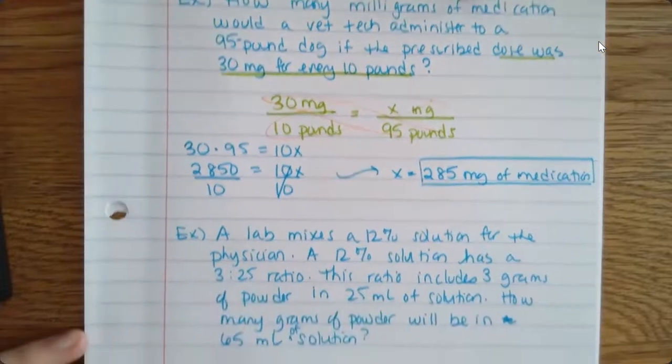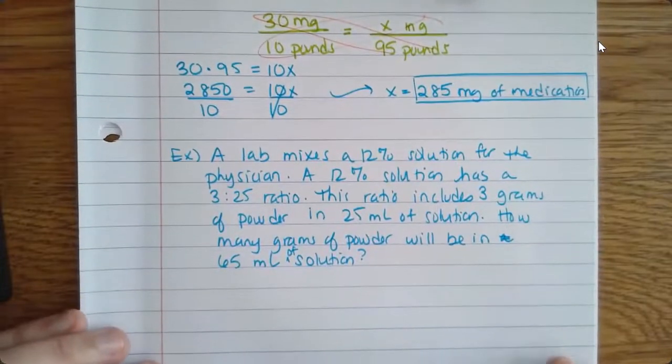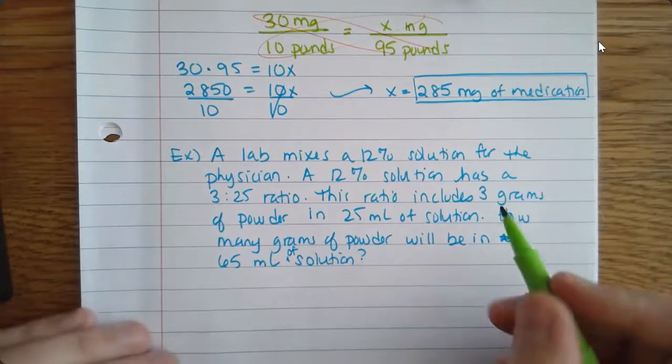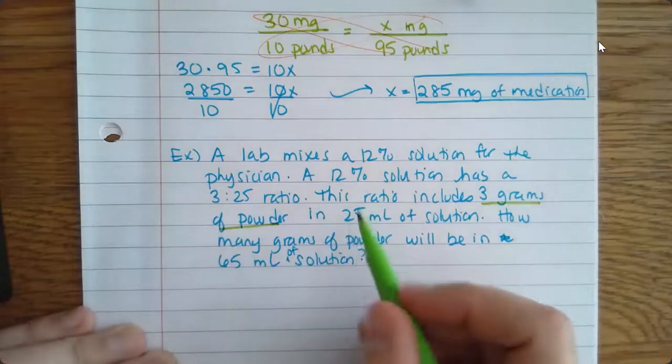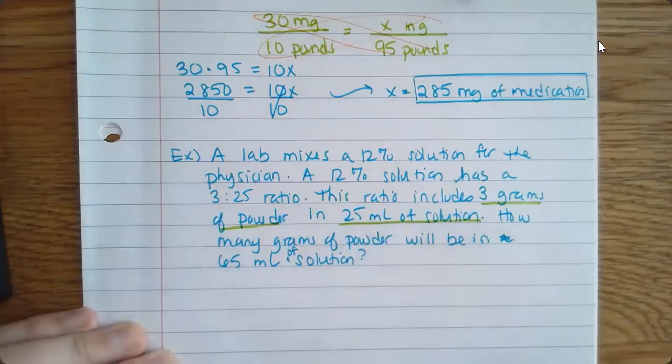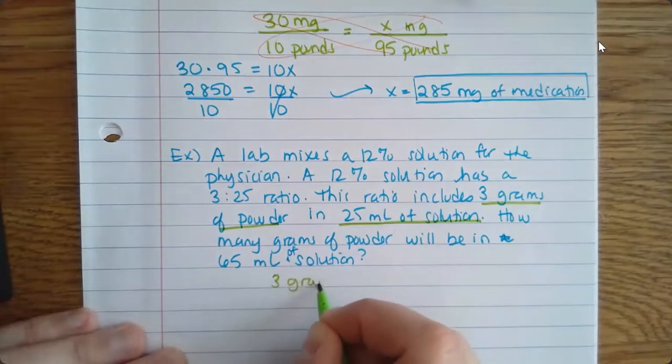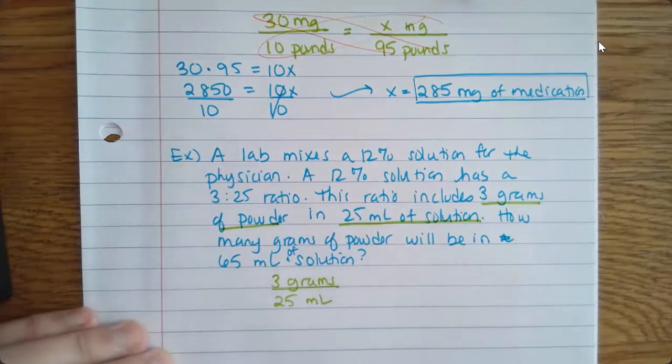For our next example here, again, something similar. We have a lab mixes a 12% solution for a physician. A 12% solution has a 3 to 25 ratio. And then they're going to explain it. So this ratio includes 3 grams of powder for every 25 milliliters of solution. So that's the known ratio, right? We're doing 3 grams per 25 milliliters of solution.